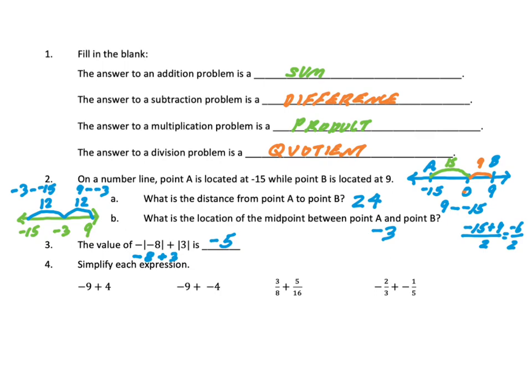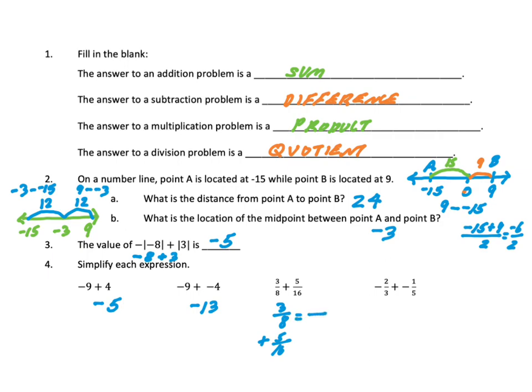On to the next part. Negative 9 plus 4. That gives us negative 5. Negative 9 plus negative 4, we have 9 negatives, and we get 4 more negatives, so now we're up to negative 13. When we add fractions, we need to have common denominators, so 3/8 plus 5/16.